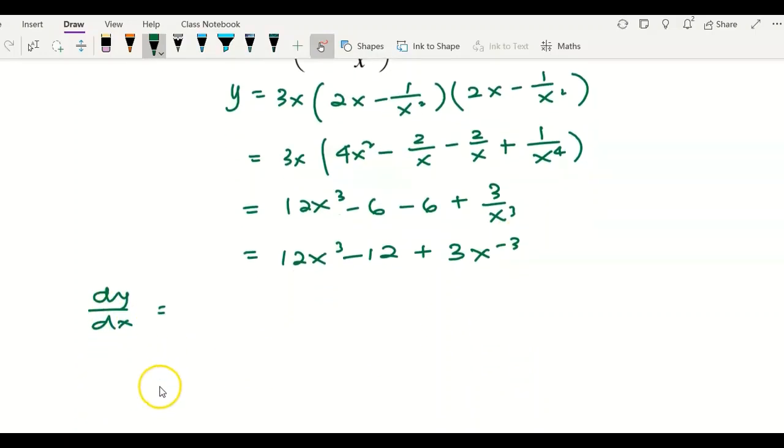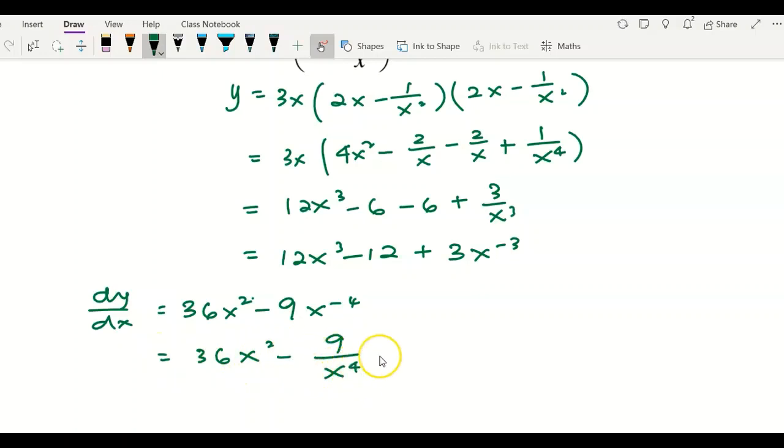What is the dy/dx? dy/dx is 36. Bring the 3, multiply by 12, that is 36x to the power of 2. And differentiate the negative 12, you get 0. Differentiate 3x to the power of negative 3, you get negative 9x, the power minus 1, you get negative 4. So you can rewrite this in this form, it's okay if you want.